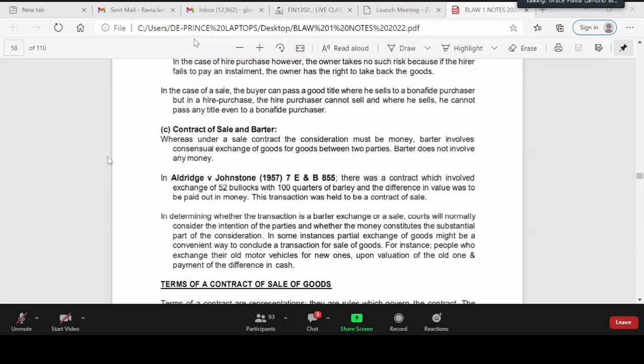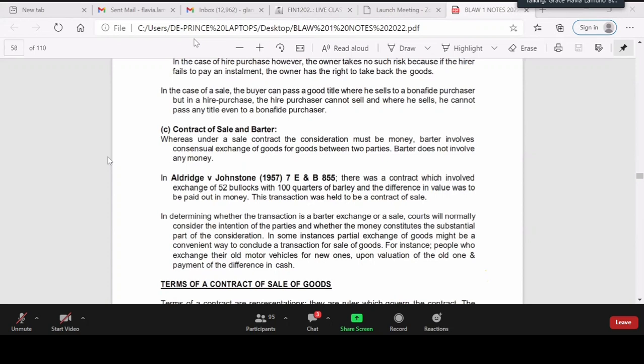So the question is, what happens where the payment is both in kind and in cash? If you're paying using both, do we call it a contract for sale of goods or a contract of barter? What exactly is it? So in that case of Aldridge versus Johnston, it was stated that there was a contract for the sale of goods. They were buying bulls and paying for the bulls using barley.